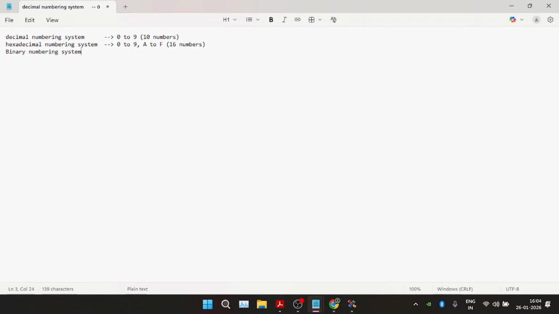You might be getting confused about the binary numbering system. This is the easiest one. It consists of logic 0 and logic 1. That's it, or you can call it the 8421 code also.